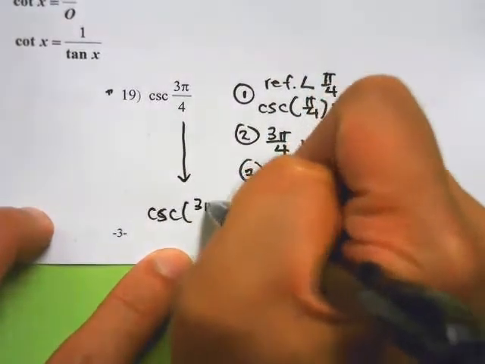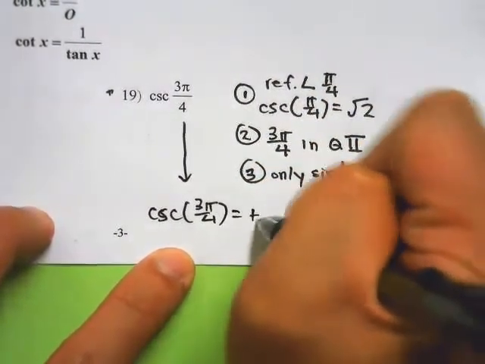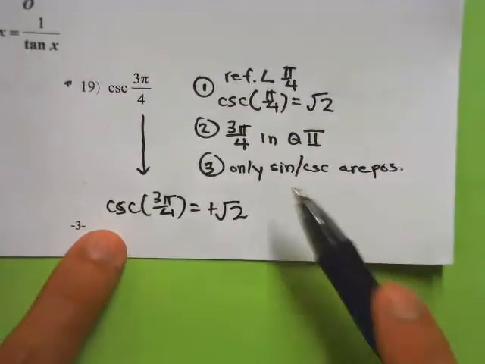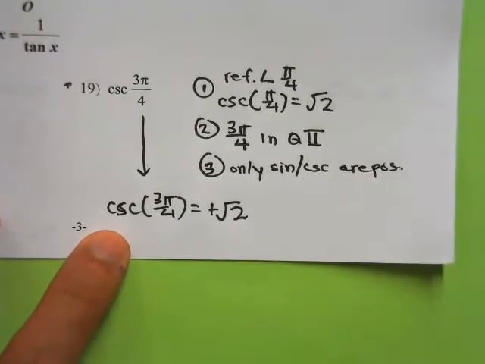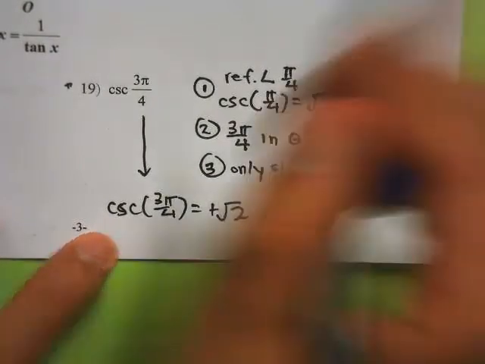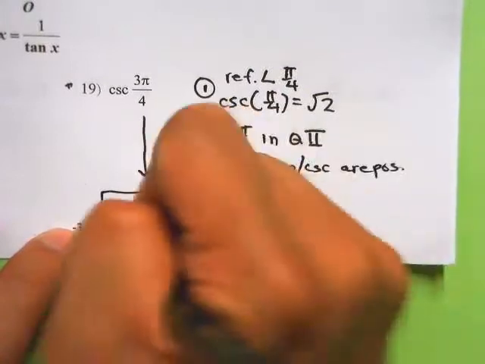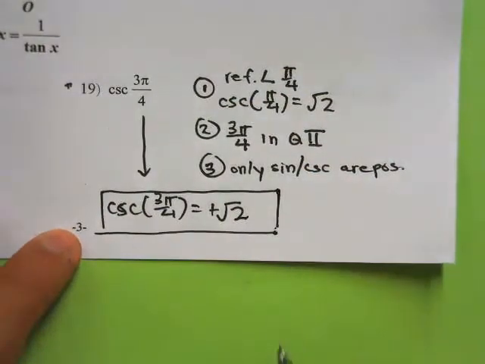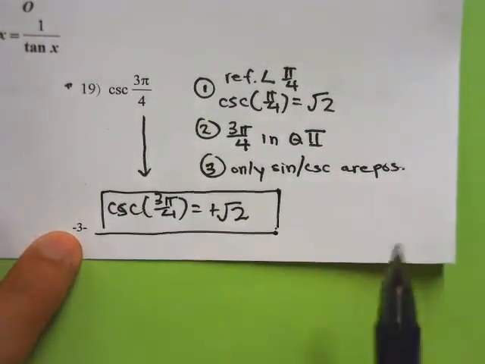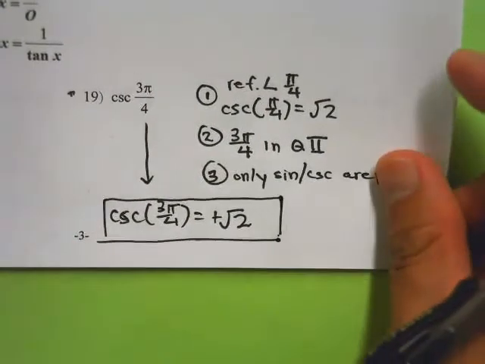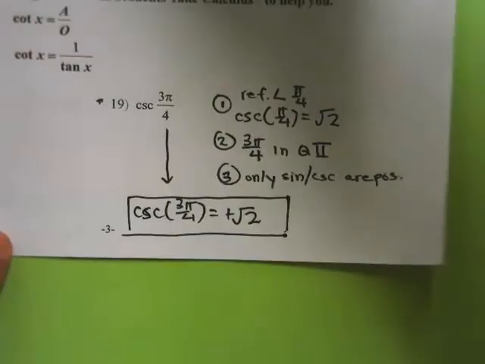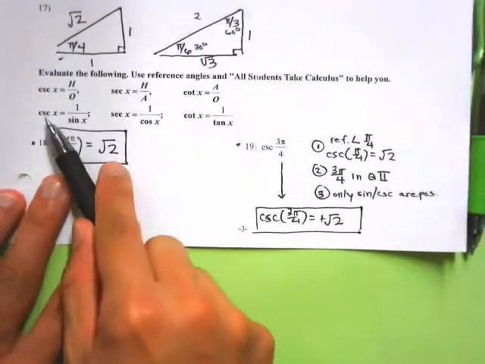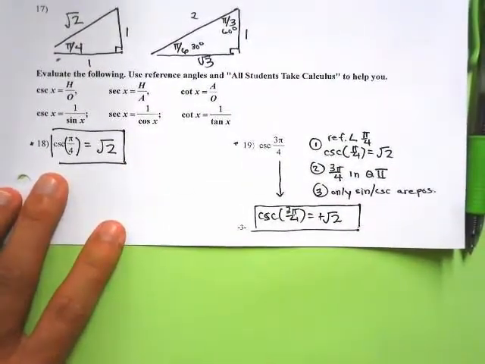cosecant of 3 pi over 4 is going to be still positive square root of 2, just like number 18. Because it's in quadrant 2, and in quadrant 2, sine and cosecant are positive, we're going to leave it as positive square root of 2. Okay? If this angle had been in quadrant 3 or 4, then this would have been a negative square root of 2. Okay, so that's that. So we're really just following the patterns of how to evaluate this from the previous video. It's just that now we have these other 3 functions to deal with: cosecant, secant, and cotangent.